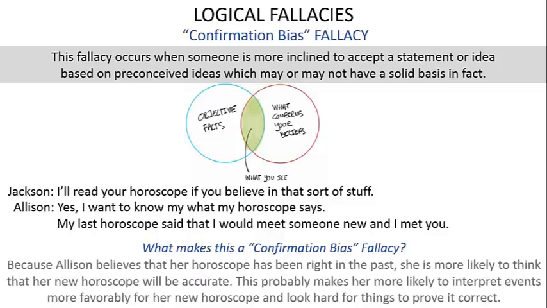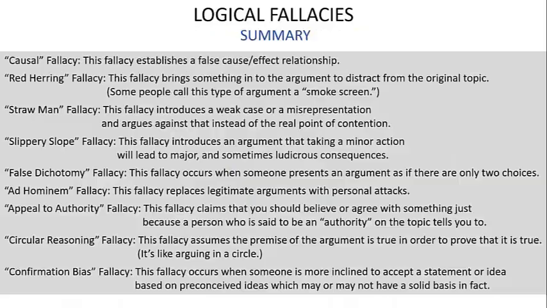Because Allison believes that her horoscope has been right in the past, she is more likely to think that her new horoscope will be accurate. This probably makes her more likely to interpret events more favorably for her new horoscope and look hard for things to prove it correct. Just to look at them all at once, we have the causal fallacy, the red herring fallacy, the straw man fallacy, the slippery slope fallacy, the false dichotomy fallacy, the ad hominem fallacy, the appeal to authority fallacy, the circular reasoning fallacy, and the confirmation bias fallacy.